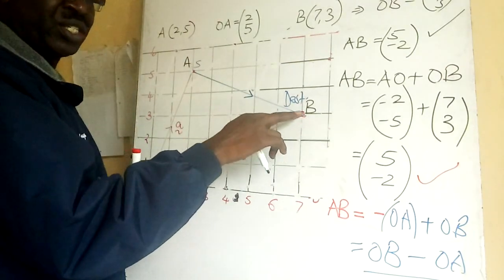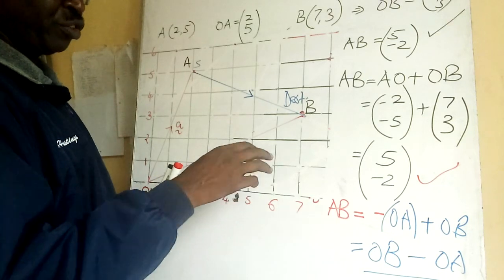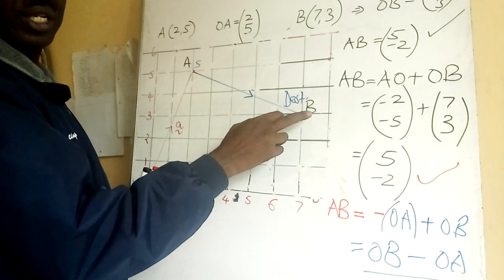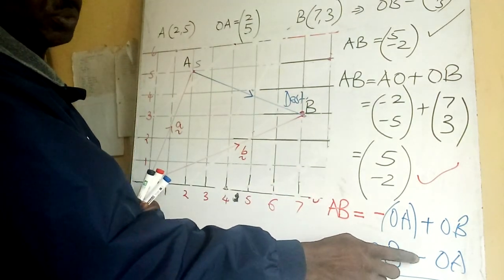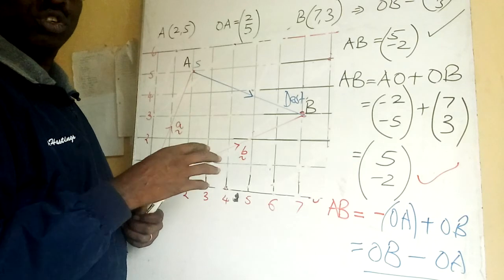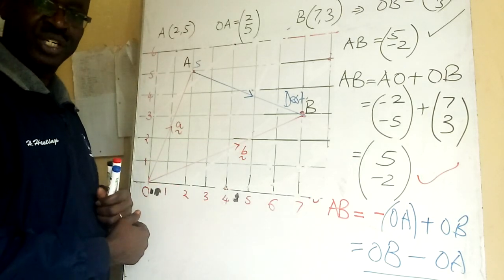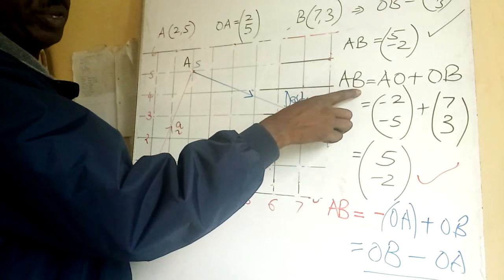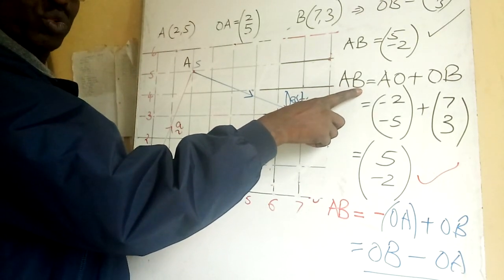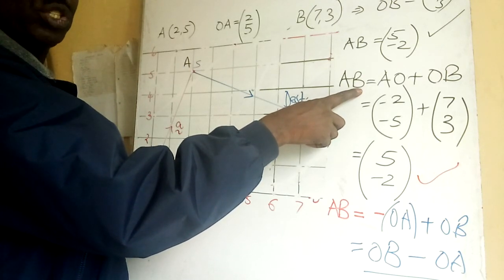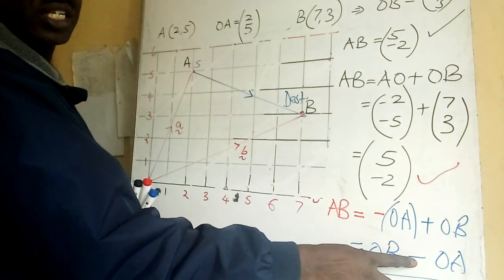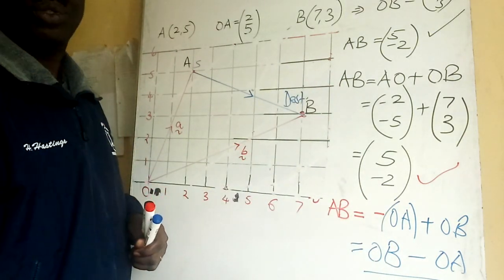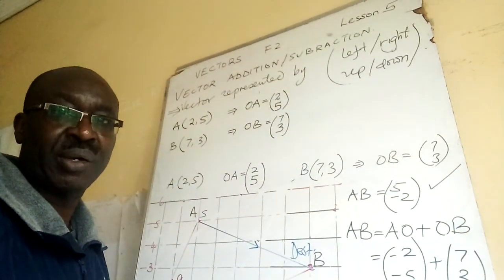Starting point, destination. So if I give you a question, find A, B, this is destination, then subtract the starting point. So the starting point is not the origin. It is dictated by the question, like this. A, B, starting, destination. So we do destination position vector subtract starting position vector. Okay?